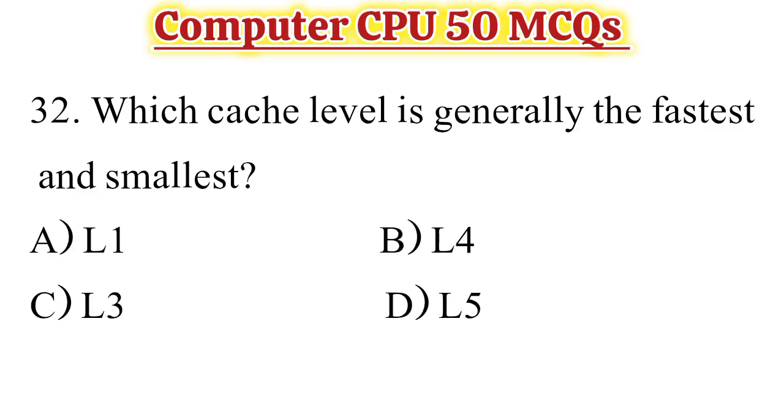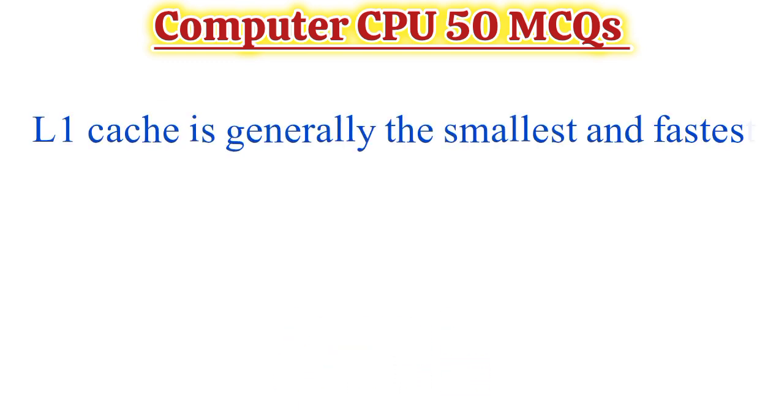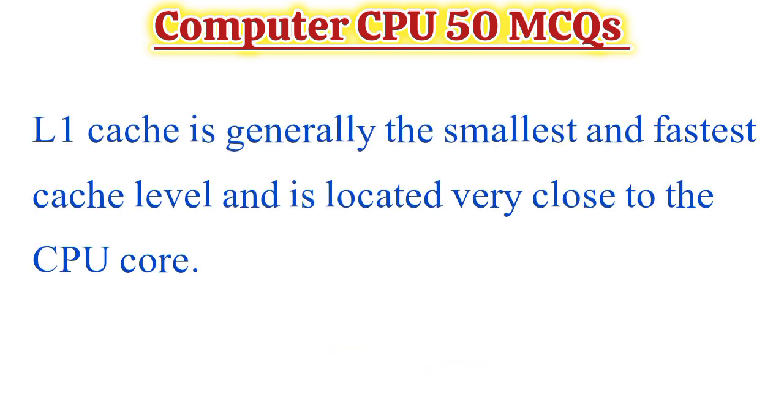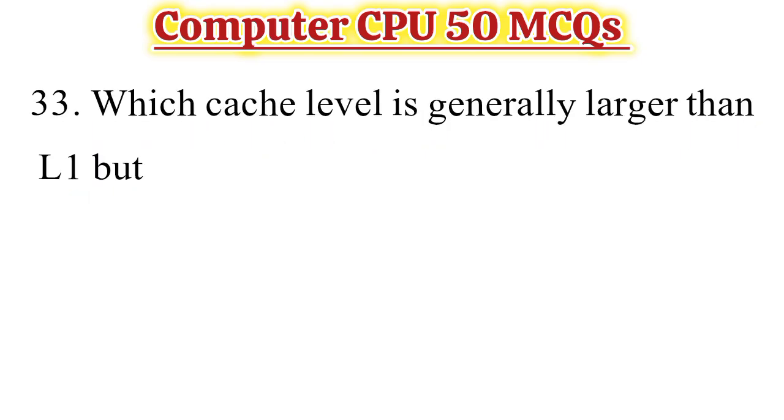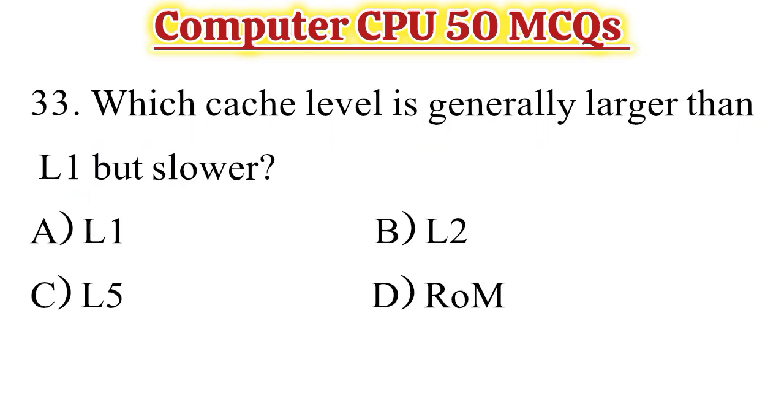32. Which cache level is generally the fastest and smallest? A. L1. B. L4. C. L3. D. L5. Answer: L1. L1 cache is generally the smallest and fastest cache level and is located very close to the CPU core.